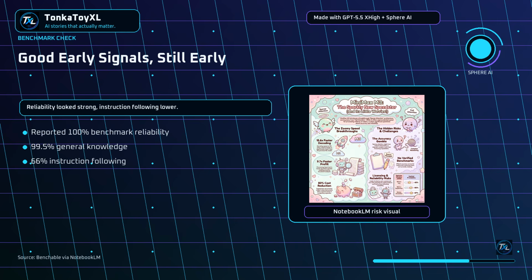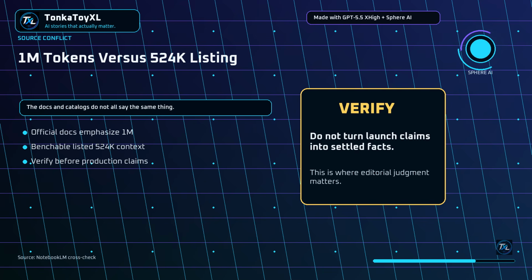The crosscheck also surfaced early benchmark claims, strong reliability, high general knowledge, and good reasoning. The weaker signal was instruction following. So the fair takeaway is not perfect model. It is promising model, still needing hands-on testing. There is also a source conflict. MiniMax docs and release coverage emphasize a 1 million token context window, while one model catalog listed 524,000. That is exactly why we caveat the claim on screen.